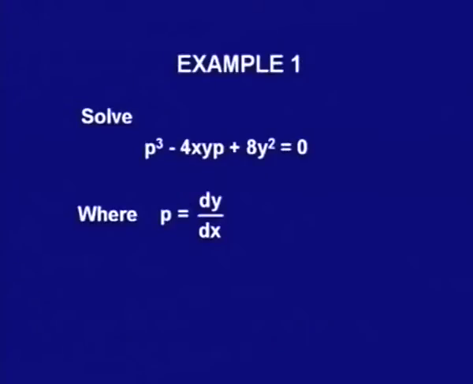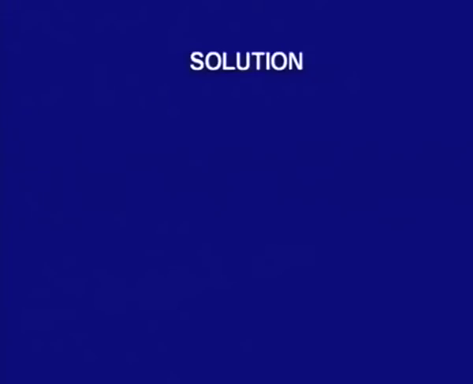So let us see one example. The question is: solve p cube minus 4xy times p plus 8y square is equal to 0. Here again p we are using for dy over dx.